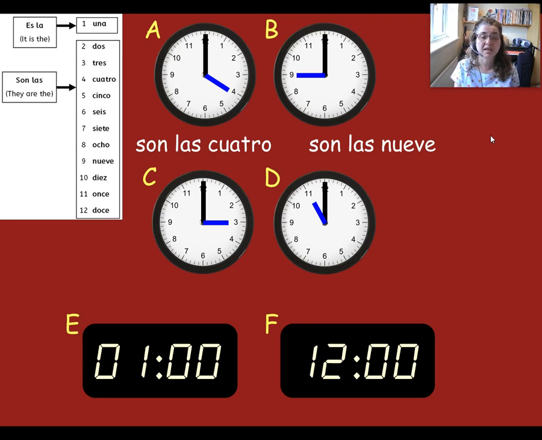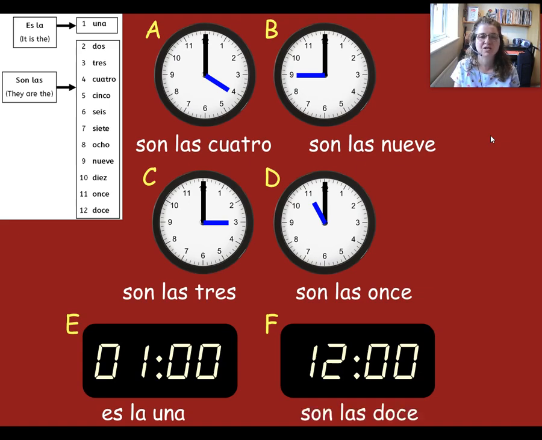Clock C says it's 3 o'clock. So we need to say son las tres. And clock D says it's 11 o'clock. So we say son las once. Make sure that once is ONCE. Letter E, we need to be a bit careful with. It says es la una. Make sure you've written es la una. And clock F says it's 12 o'clock. Son las doce.